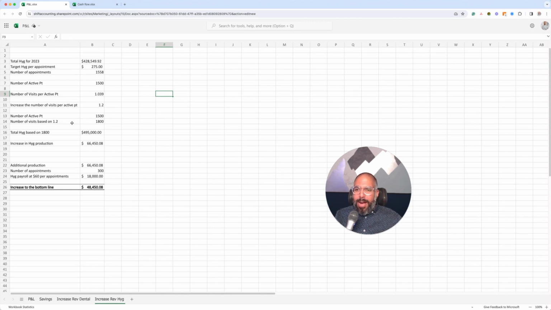Number of active patients, we said 1,500. Number of visits based on 1.2 gives us 1,800 visits, or appointments. And again, for simplicity, I'm assuming all of these appointments are perfect 1 hour appointments. That's one more assumption. So what do we do by just bringing the patient back more frequently? We went from 1,558 appointments to 1,800 appointments.